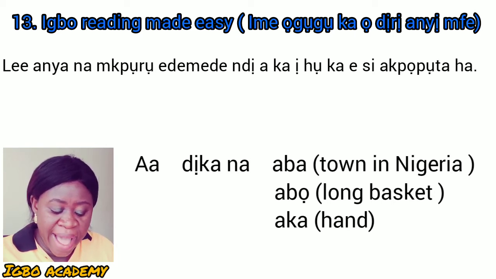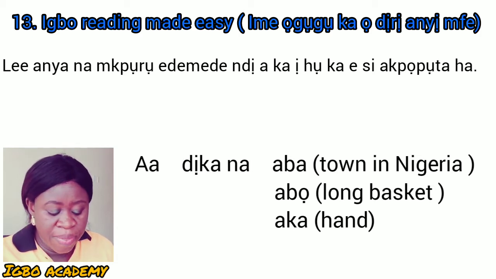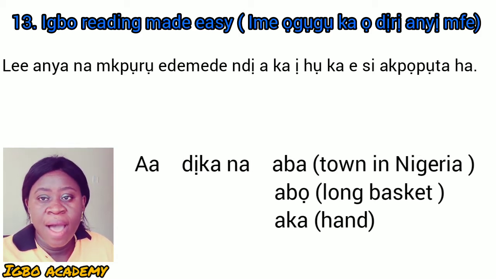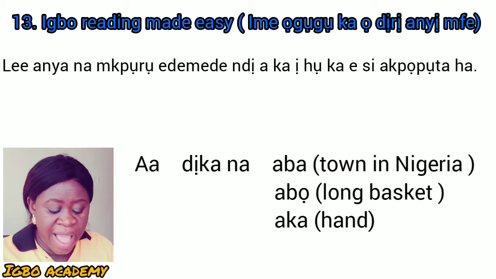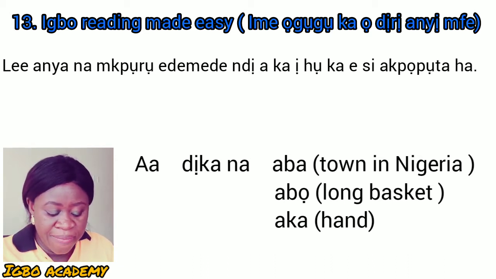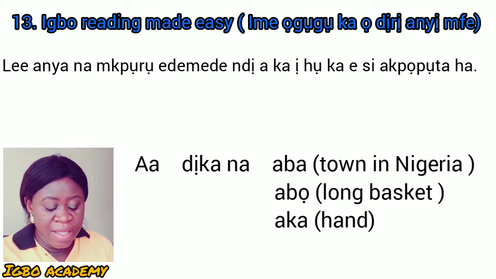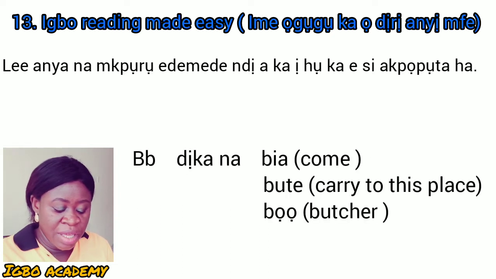Dịka na Aba. Aba is a town in Nigeria. Abo is a long basket. Aka is your hand. So now, dịka na Aba, Abo, Aka. Good.